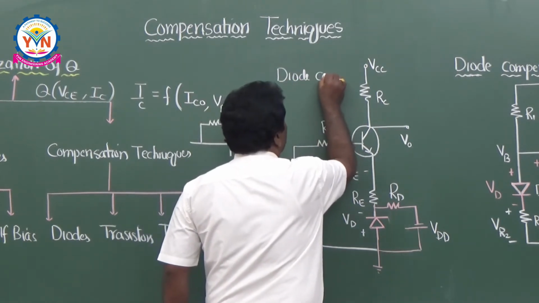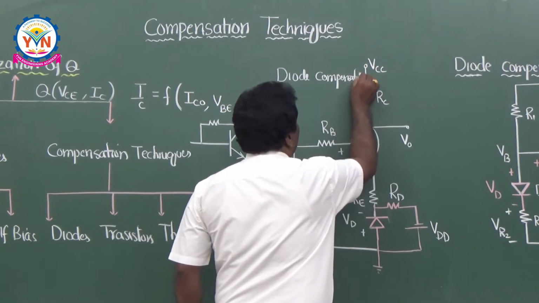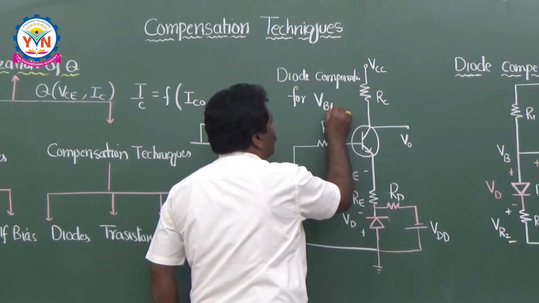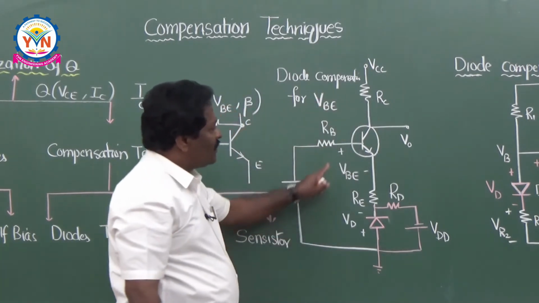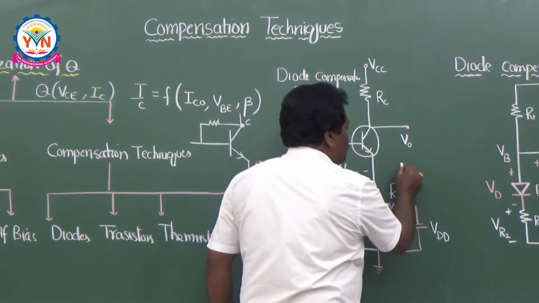Diode compensation for which parameter? That parameter is nothing but VBE. Diode compensation for VBE, the base to emitter voltage. Now see the circuit, it's very simple. I am checking for the temperature variations.